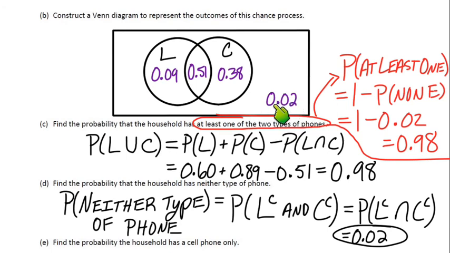So the probability you have neither type of phone, we can see it in the Venn diagram, we can see it in the two-way table, that would be 0.02. But it's worth going ahead and writing the notation. So you're not in L and you're not in C. So you have to be in this area out here, beyond the 2 circles.